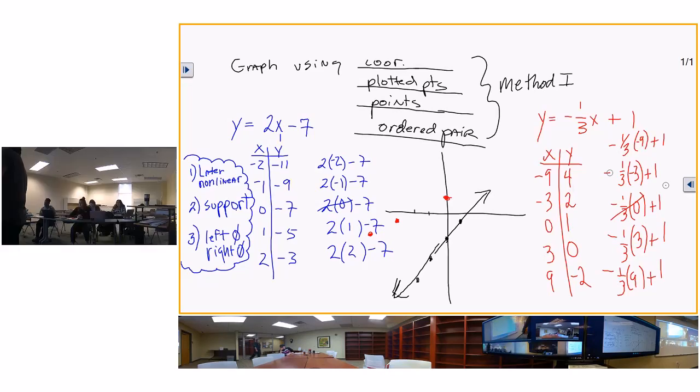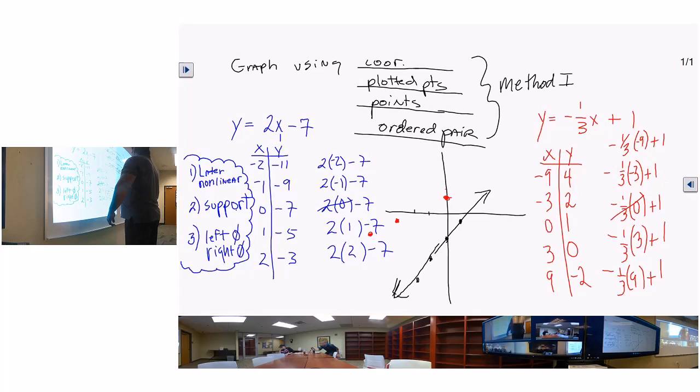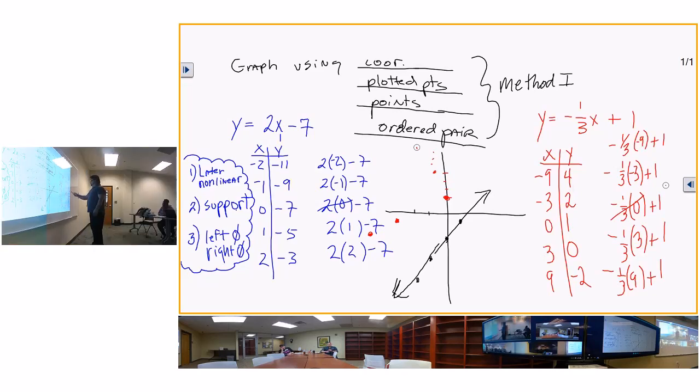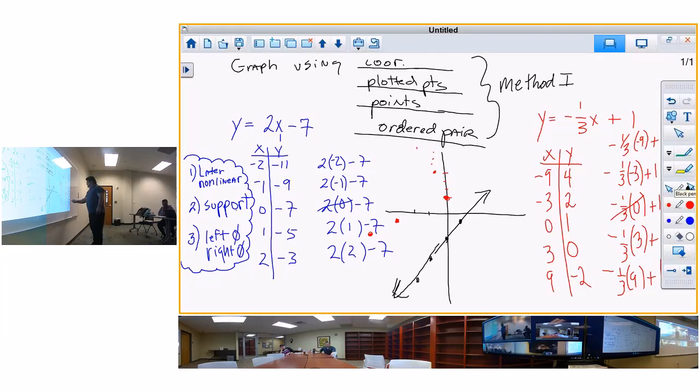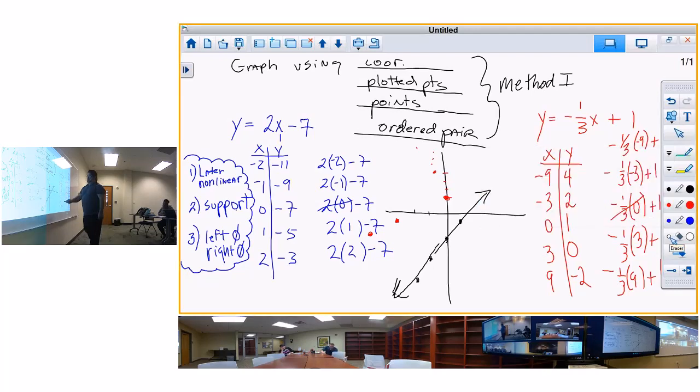Oh, okay. 1/3 plus 1. There's my negative. I should have a line. Let's see. 1, 2, 3. I should have a line going this way, and these 2 points. Oh, I know what's wrong. I'm plotting it wrong. These 2 points are wrong.